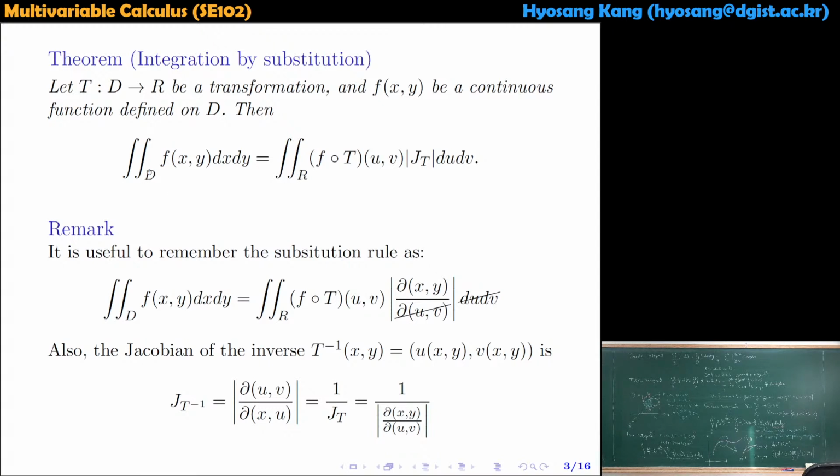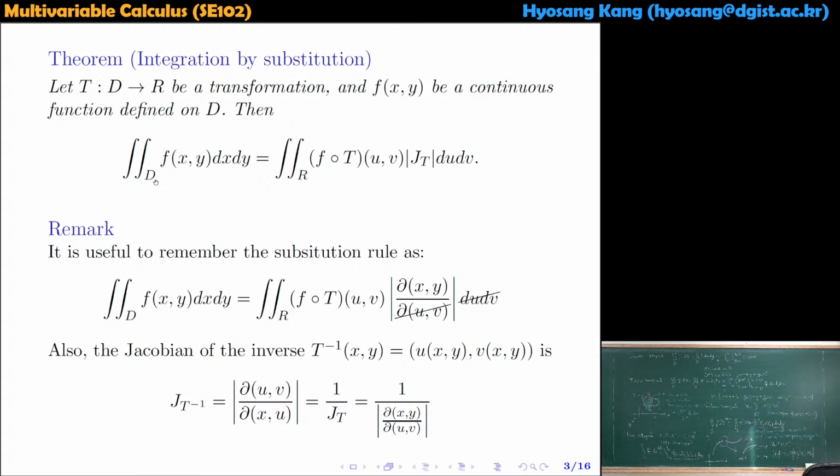Sorry, there's also a typo here. So this has to be R and this has to be U. So this is a typo. I'm going to write that on the blackboard again. So this should be R, and this should be D.